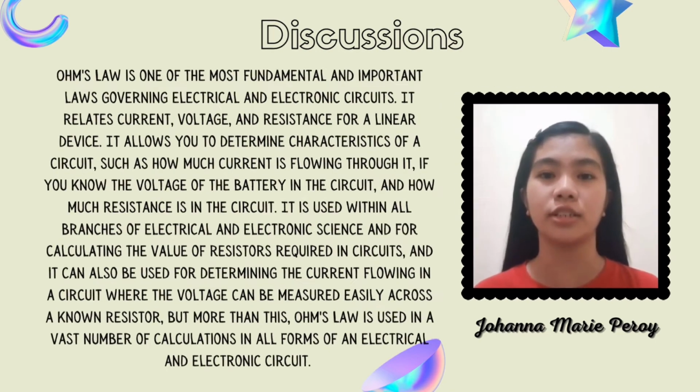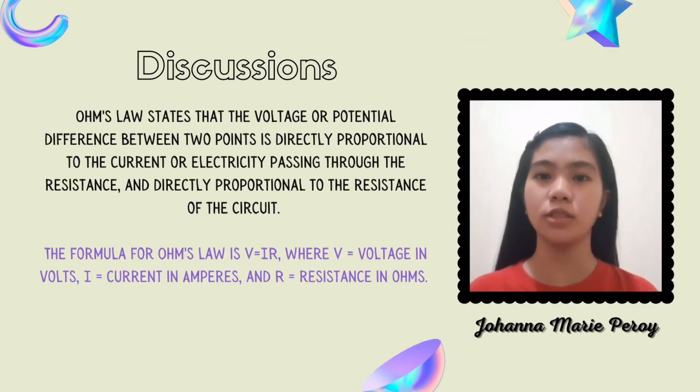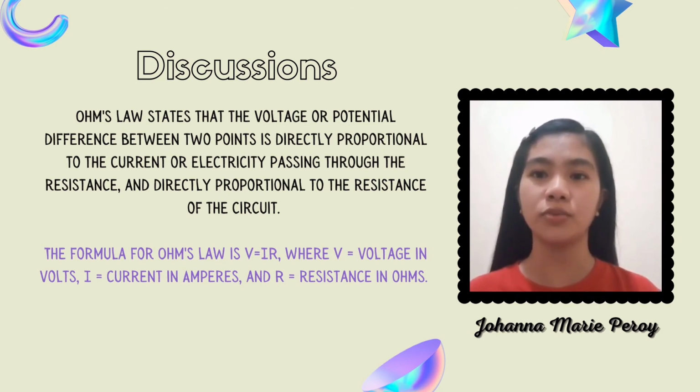Ohm's law states that the voltage or potential difference between 2 points is directly proportional to the current or electricity passing through the resistance and directly proportional to the resistance of the circuit. The formula for Ohm's law is V equals IR, where V is voltage in volts, I is current in amperes, and R is resistance in ohms.